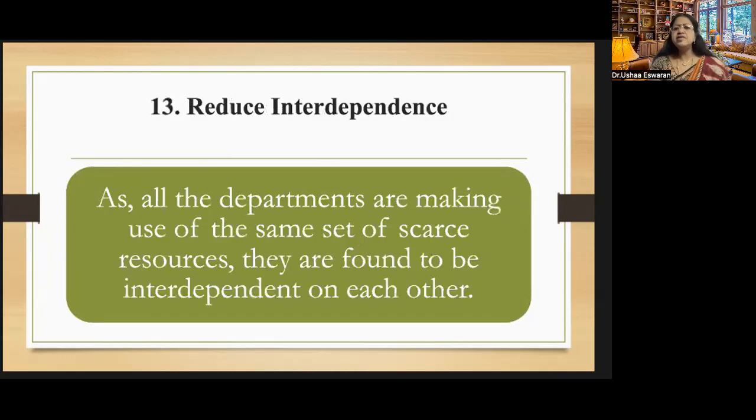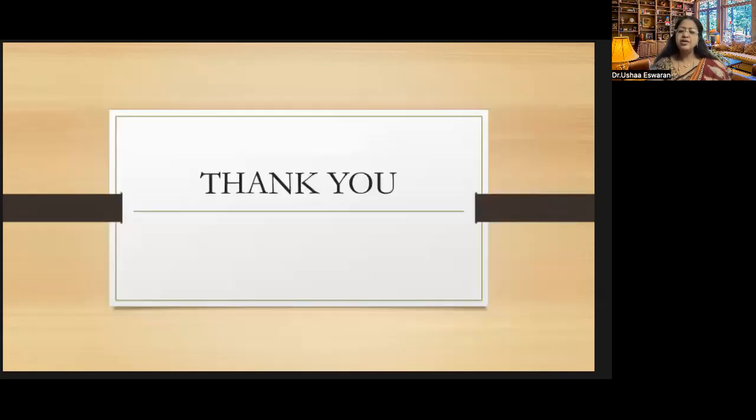Then reduce interdependence. As all the departments are making use of the same set of scarce resources, they are found to be interdependent on each other. Such interdependence, a source of conflict, can be reduced to a greater extent by providing them with decoupled resources. So one person need not go to the other department to interact. So that way you can avoid them talking to each other and also resolve these conflicts.